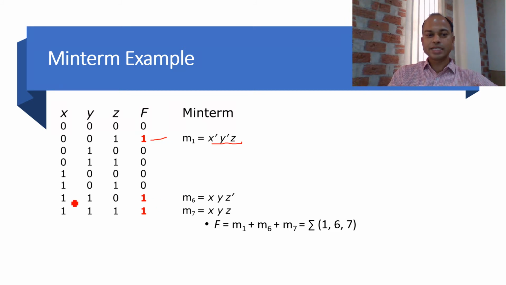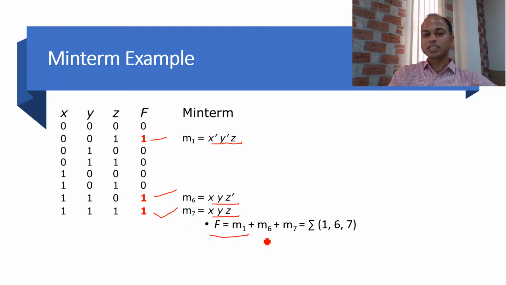Similarly, take this one. Here the values of x, y, z are 1, 1, 0. So we have to get 1 here. Therefore, we are writing x, y, z dash so that the value of m6 equals 1. Similarly, we are taking this one. Here all values of x, y and z are 1. So we are writing x, y, z so that the value of m7 is 1.